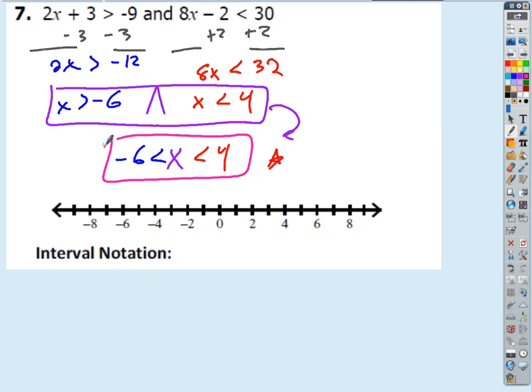And once again, this is really easy to graph. I get -6, open, 4, open, shade in between. And the interval notation matches right up with that, doesn't it? We get -6, comma, 4, parentheses on both sides.